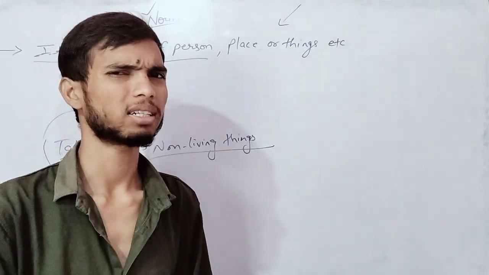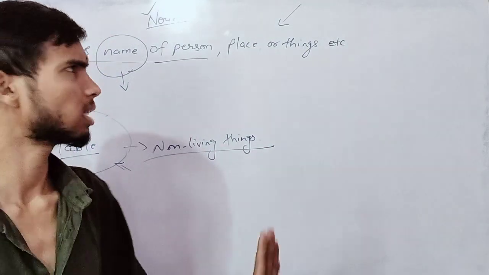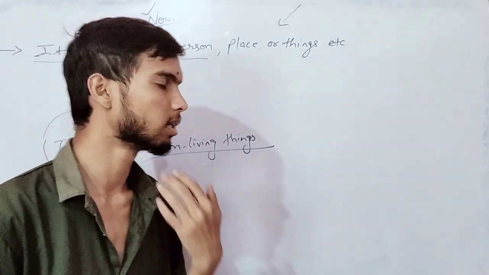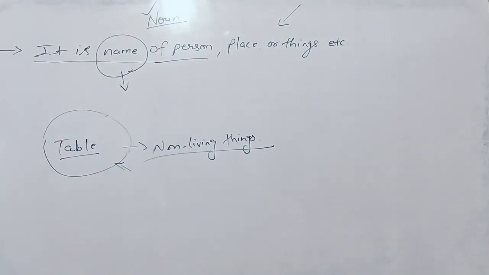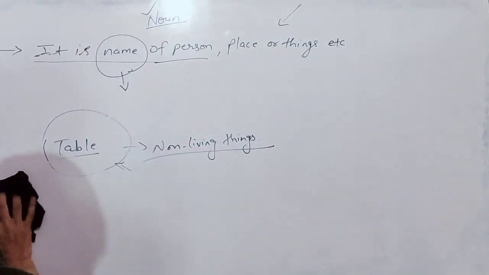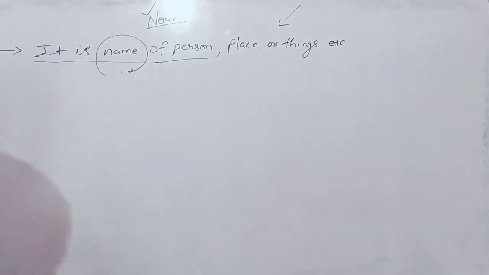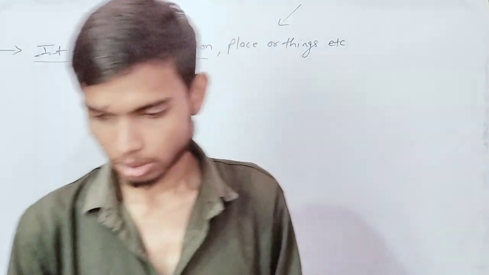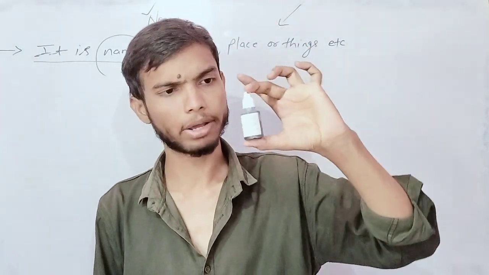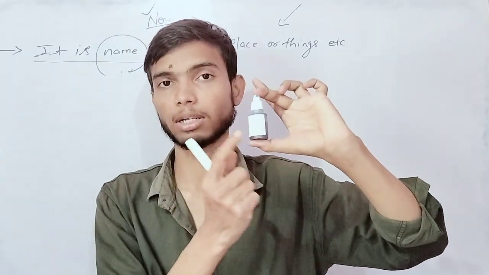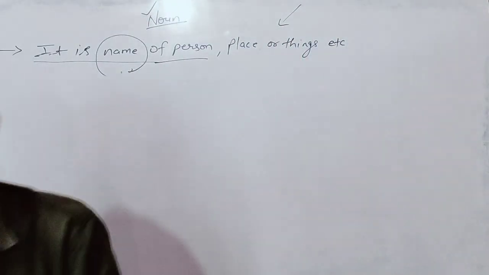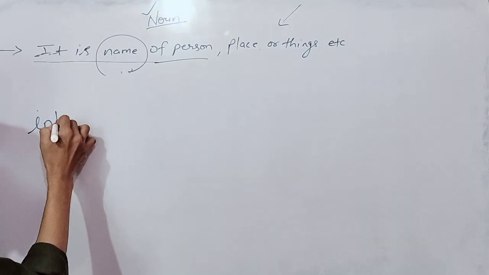But just for understanding, now you got it that it will be the name of an animal, not an animal. Also animal will be a name. Clear. So anything you can take as an example. For example, this ink. This is a thing, but name of this is what? Ink. So here we can write ink. Now ink is a word.